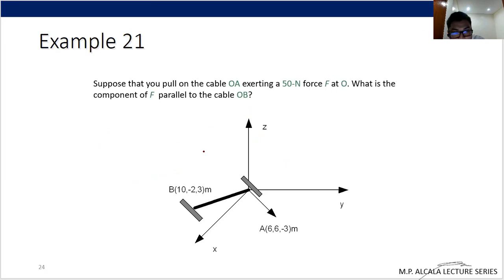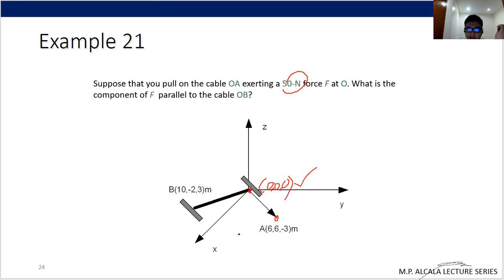Suppose that you pull on the cable OA exerting a 50 Newton force at O. What is the component of F parallel to the cable OB? So in this case, we will have a 50 Newton magnitude at OA, so origin and A. Okay. So you can get the position vector again. This is 0, 0, 0. Take note of that position, the origin position. What is the component of F parallel to the cable at OB?